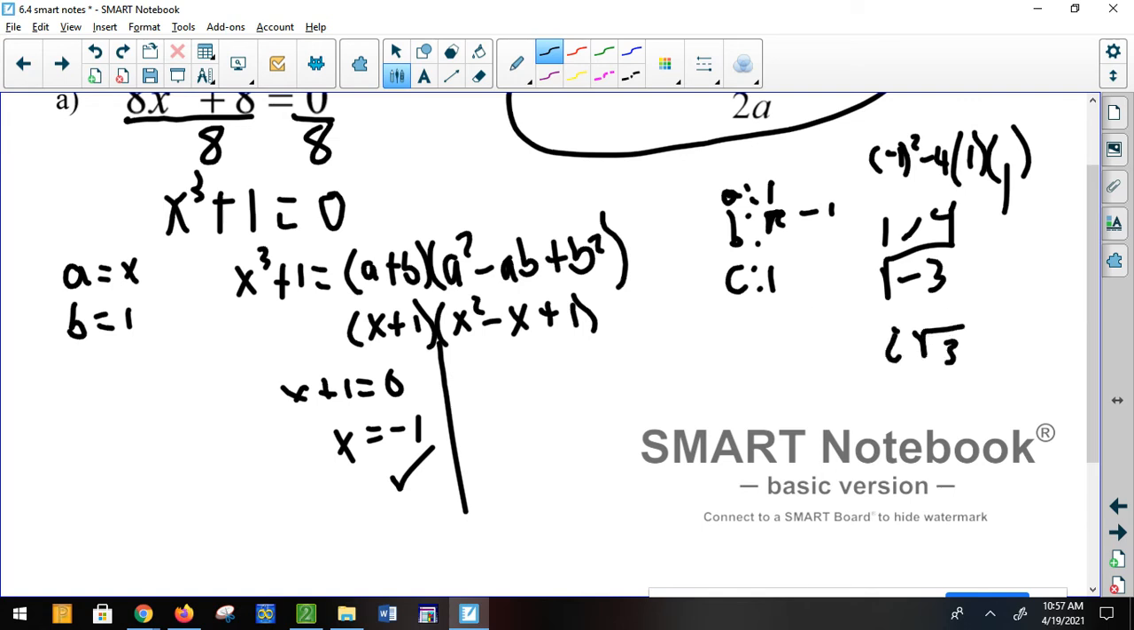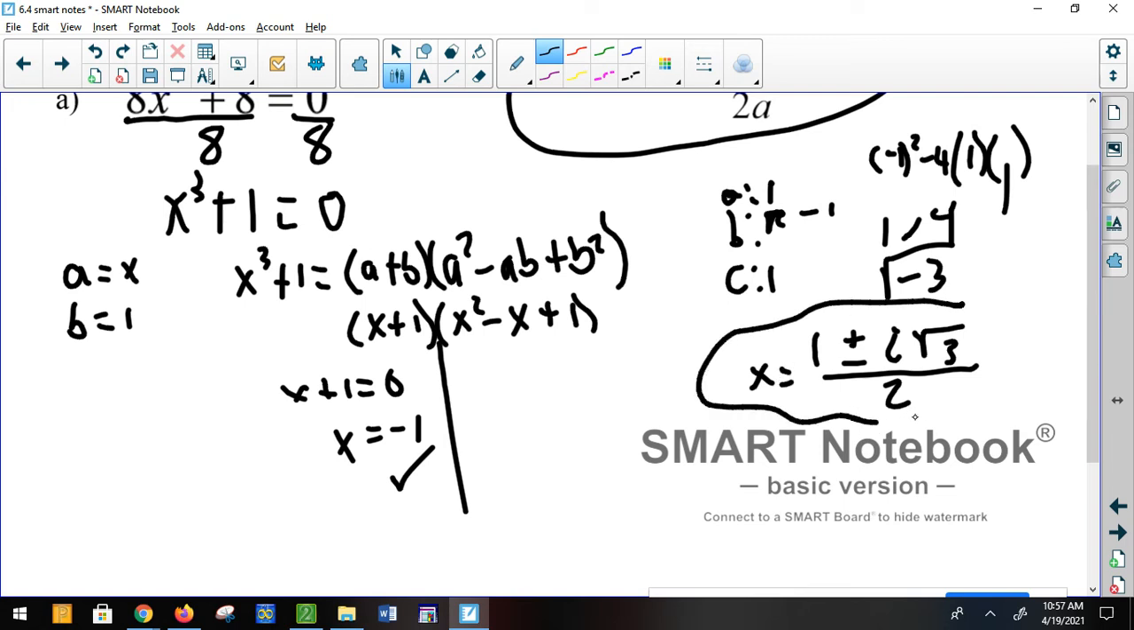The opposite of B comes out front, so the opposite of negative 1 would be positive 1, plus or minus, and it's all divided by 2 times A. A is 1, so it's going to be 2. So this will be your other two solutions. It's two solutions because one of them is plus, one of them is minus. So 1 plus i root 3 over 2 and 1 minus i root 3 over 2. So those are your two solutions combined with negative 1, getting you 3 solutions.